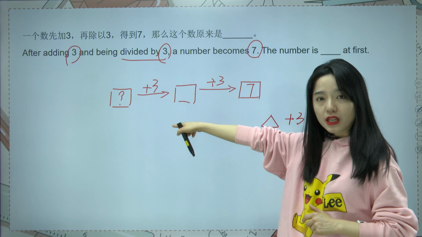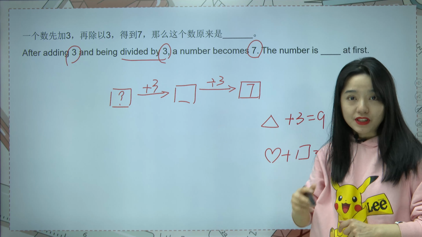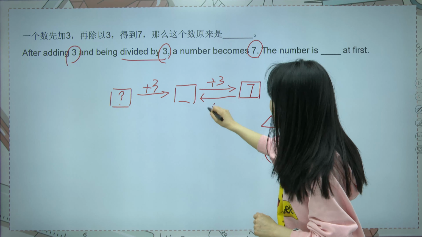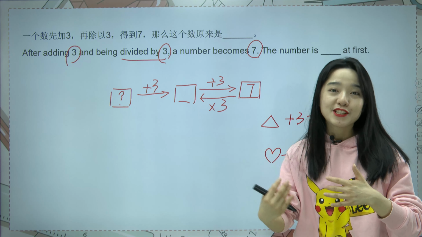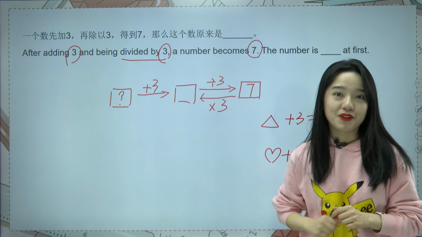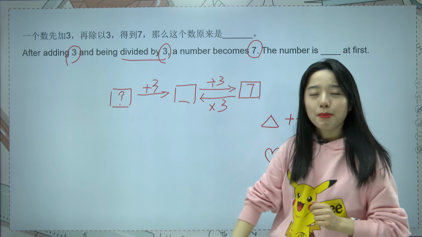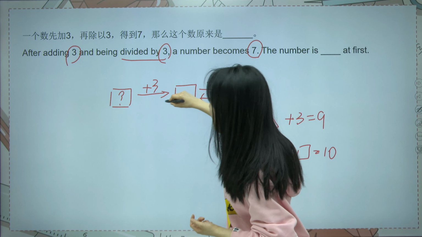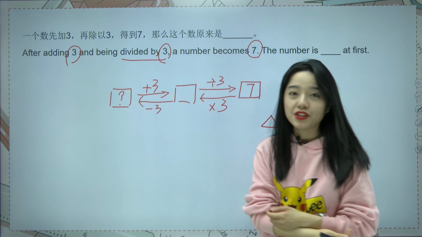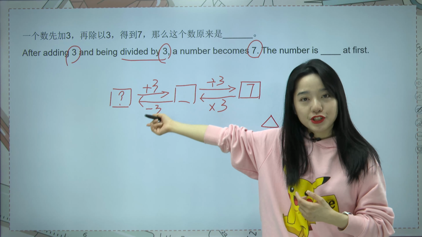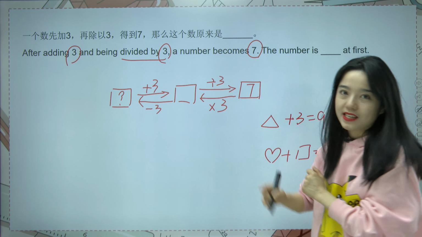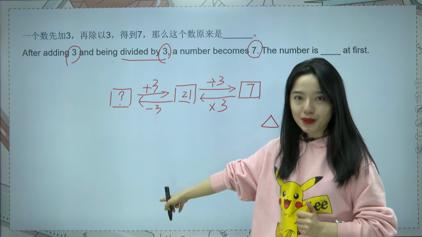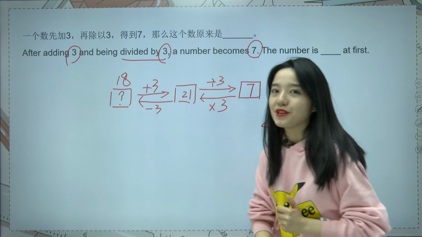We want to know what divided by 3 equals 7. If we work backwards, divided by 3 will become times 3, because multiplication and division are inverse operations. And here, plus 3 working forwards becomes minus 3 when we work backwards. The inverse operation of subtraction is addition. They are inverse. Now let's calculate. 7 times 3 equals 21, and 21 minus 3 equals 18. So the original number should be 18.